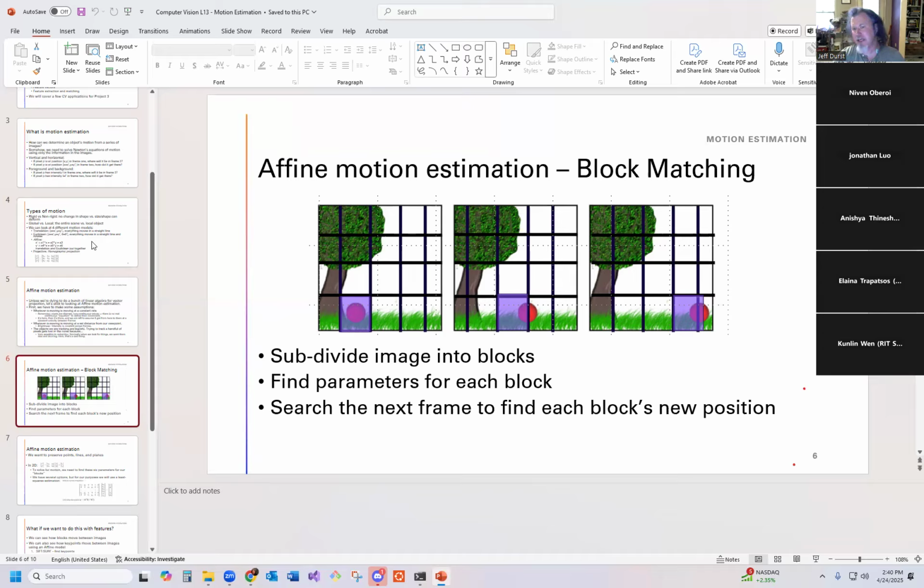And we talked about the first way of doing motion estimation within an affine motion model, and that was block matching. Block matching is more or less what it sounds like. We are subdividing the image into blocks. We talked about it, they're usually a function of 8.